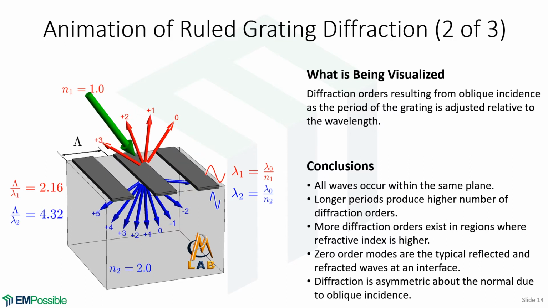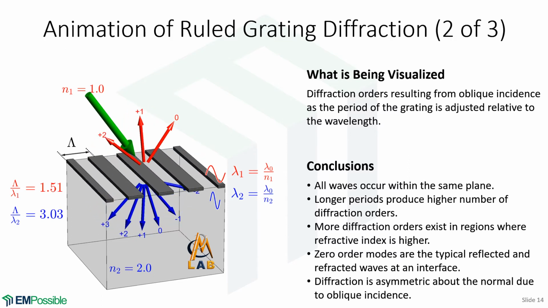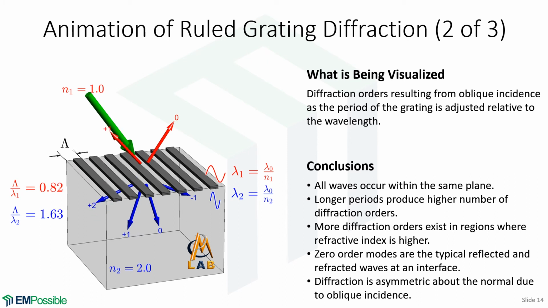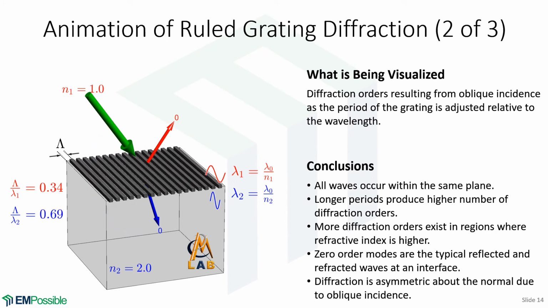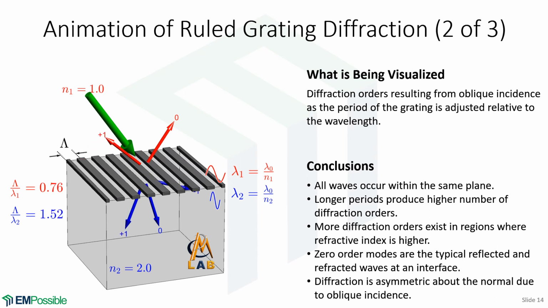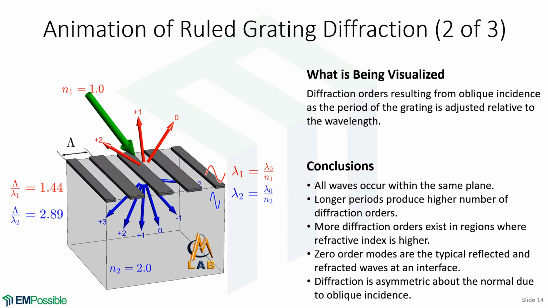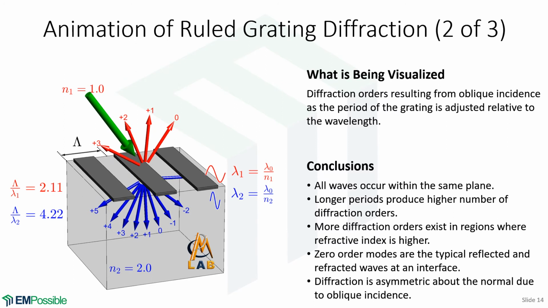There's more diffraction orders on the transmitted side than there is on the reflected side due to the angle of incidence. So everything stays pretty much the same, except the symmetry is no longer there. And that's because our wave is coming in at an angle, and that is not symmetric.